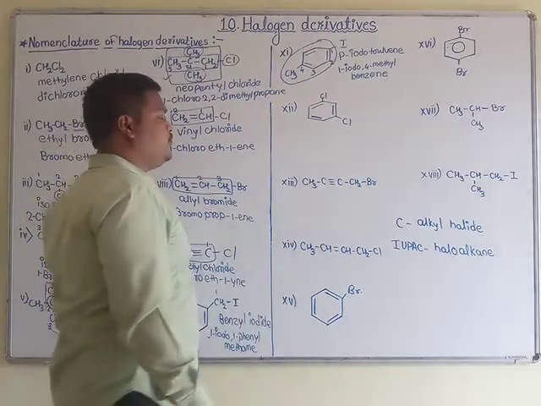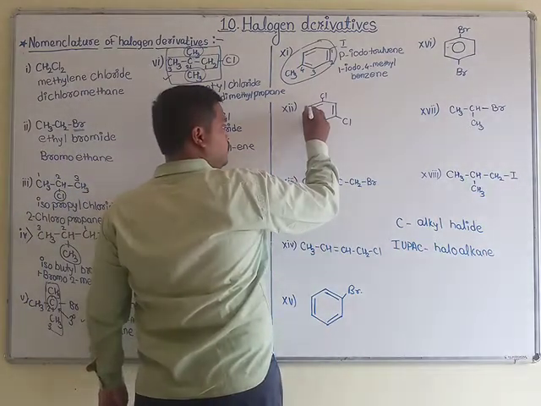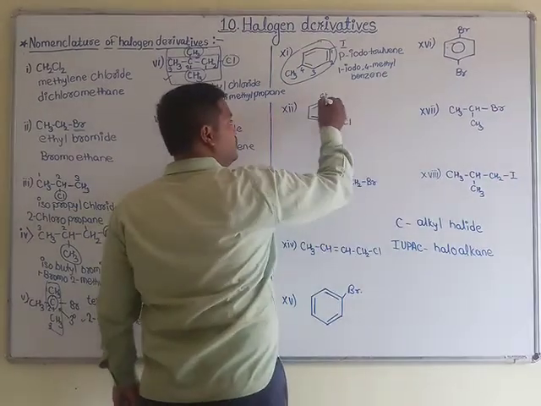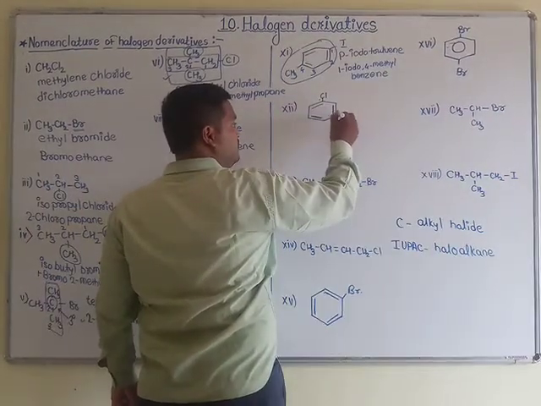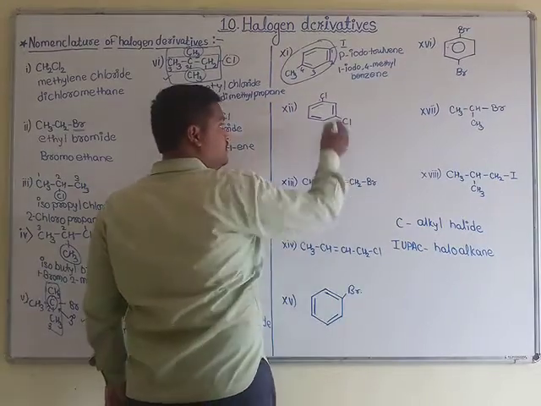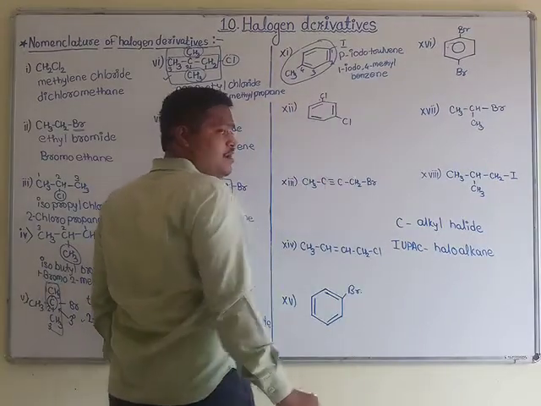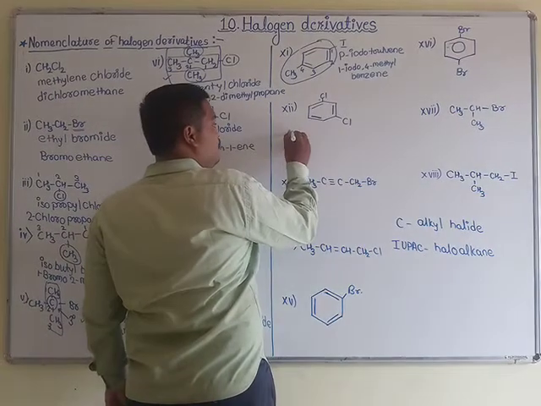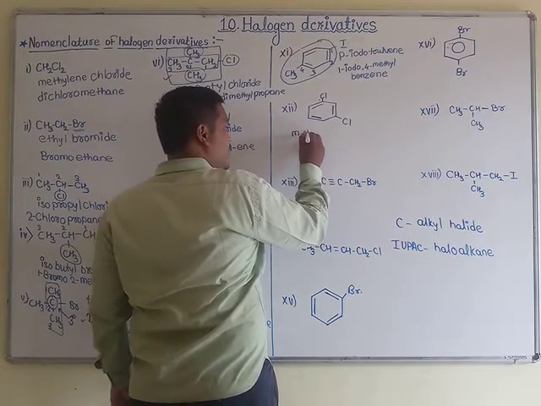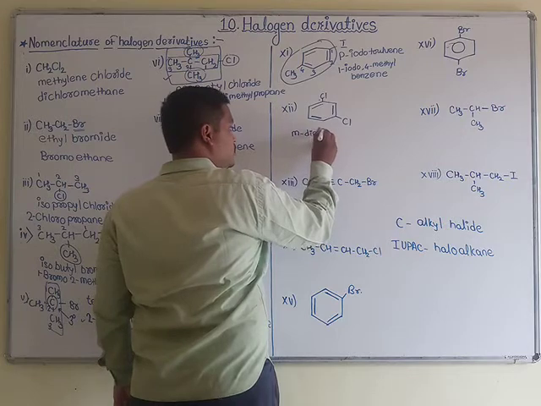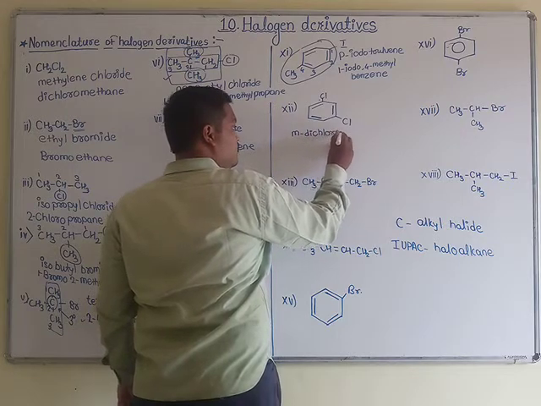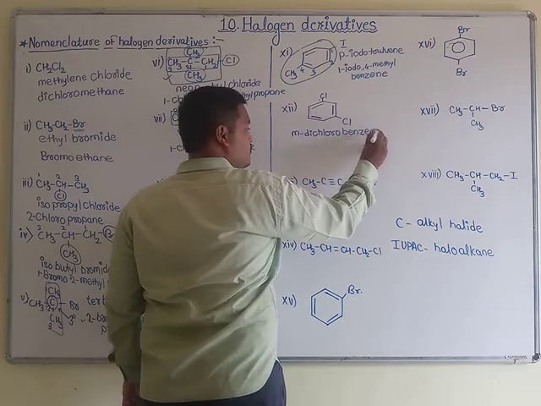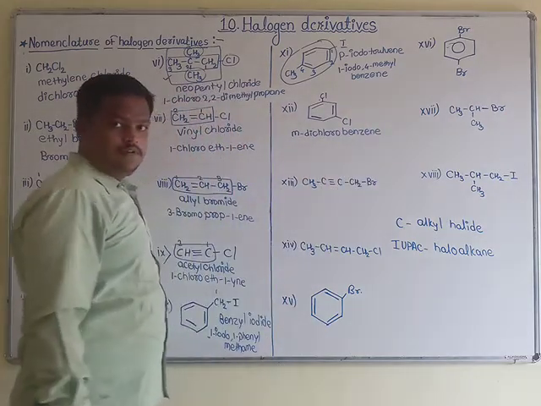Then next one is to give the common name to this compound. Yes, see this first position and this is the third position. Means two chlorines are present on the meta position. Therefore, this compound is meta dichlorobenzene. This is the common name for this compound.